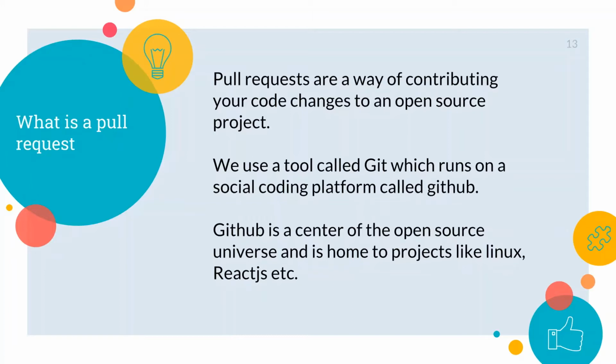GitHub is a center of various open source projects. There are a lot of projects available on GitHub. You can choose any project to contribute to according to your preference. For example, if you are a web developer, you can choose projects on HTML, CSS, JavaScript. If you are a Python developer, you can choose projects related to Python and stuff like that. So you can choose any project as per your preference.